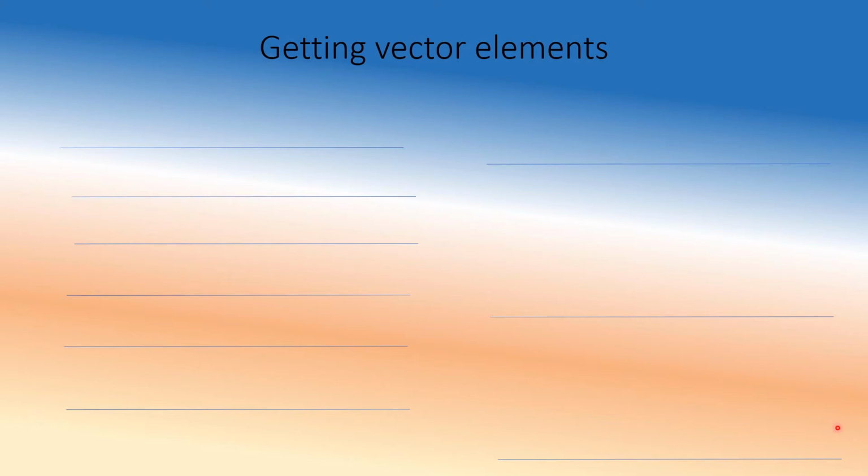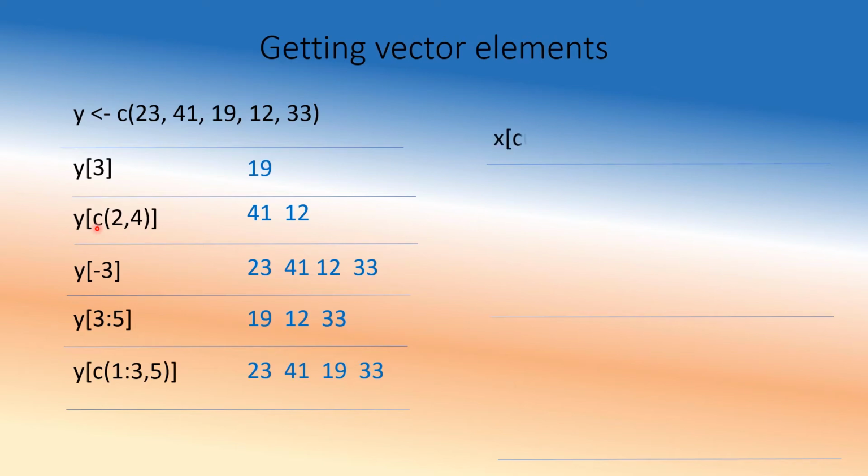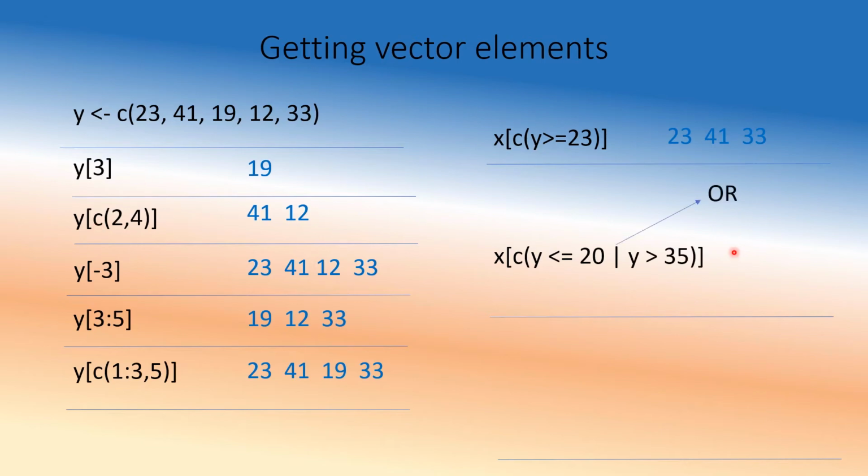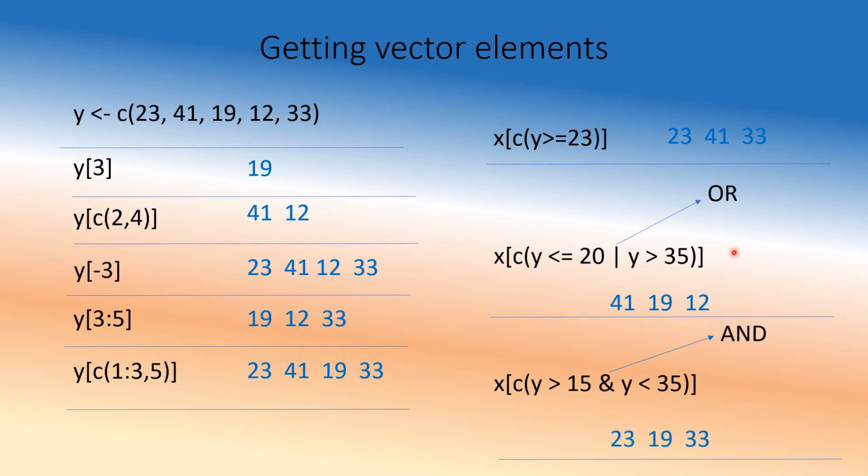How do you get elements of a vector? There are many ways of doing it, and this portion will show you a few ways. We want 23 or more. Well, there they are. How about suppose you want this or that? Less than or equal to 20, or more than 35, and we have those numbers. What if suppose you have and, this and that, and there we are: more than 15 and less than 35. And there are those numbers which meet the criteria, between 16 and 34, really, that's what it is.